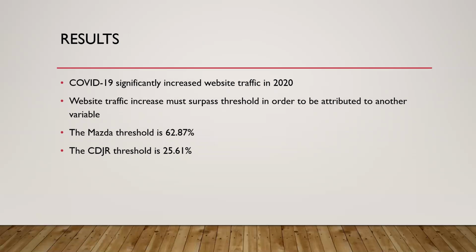So we'll start with the results. I first established a baseline of how COVID-19 affected website traffic in 2020, because it definitely affected website traffic and increased it by a lot. So what I did is I created a baseline, and the average month saw a 62.87% increase in users for Mazda and a 25% increase for CDJR. And so with that baseline, we can compare the impact of the other tools on website traffic.